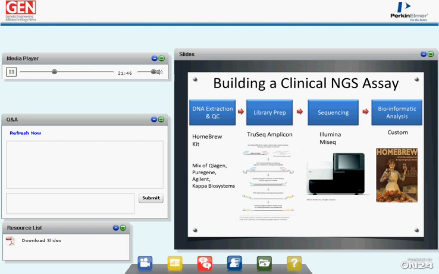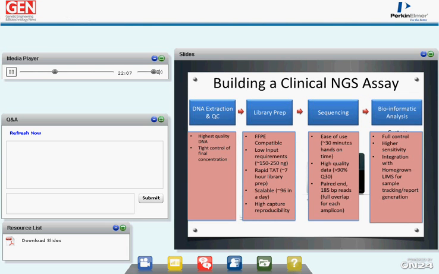On the library prep side, we went ahead with an amplicon-based approach, and this was the TruSeq amplicon assay from Illumina, with subsequent sequencing on the Illumina MiSeq. And in the end, for the bioinformatic analysis, we decided to go with a homebrew assay using tools that we developed in-house, as well as several academic and commercially available options.